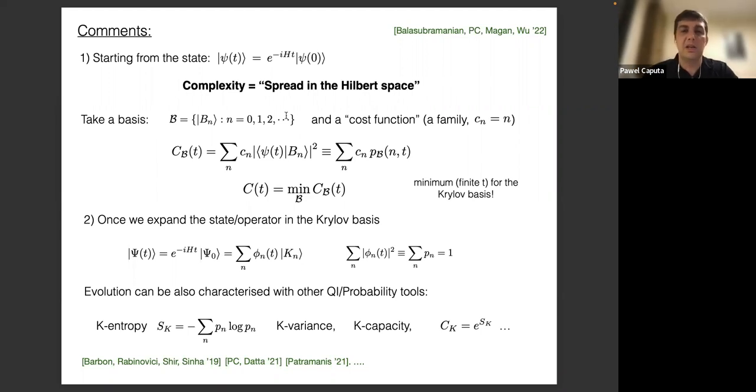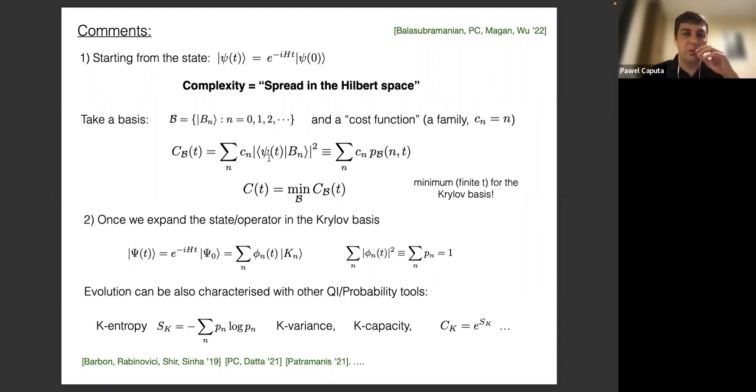So actually here, this K complexity, or this notion of the distance, is only one quantity, but you can have more tools to really extract interesting information from this probability distribution. And indeed people computed, for example, information content. So this is this K entropy, which is just the Shannon entropy of this probability distribution Pn.